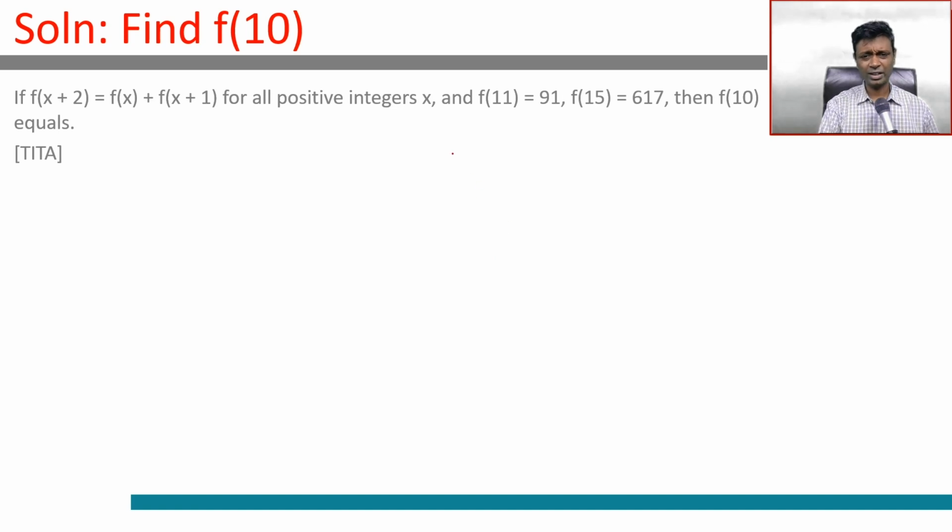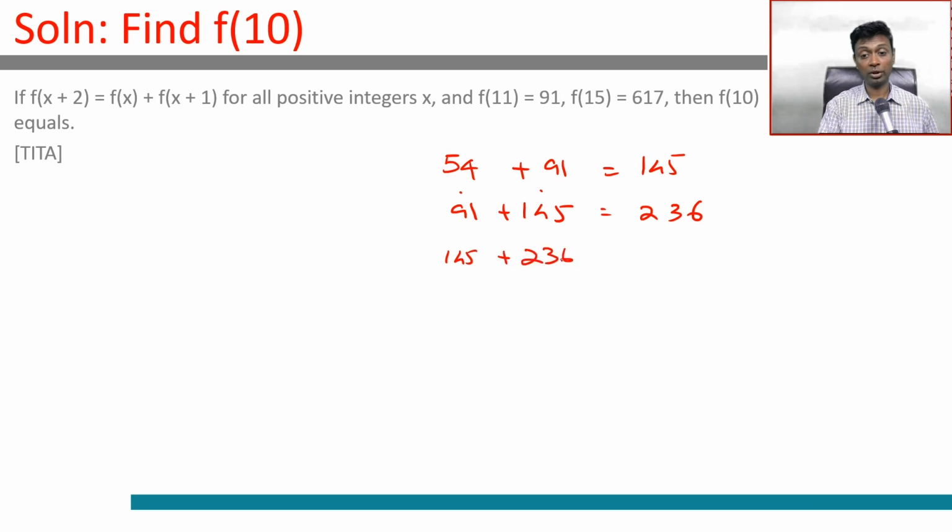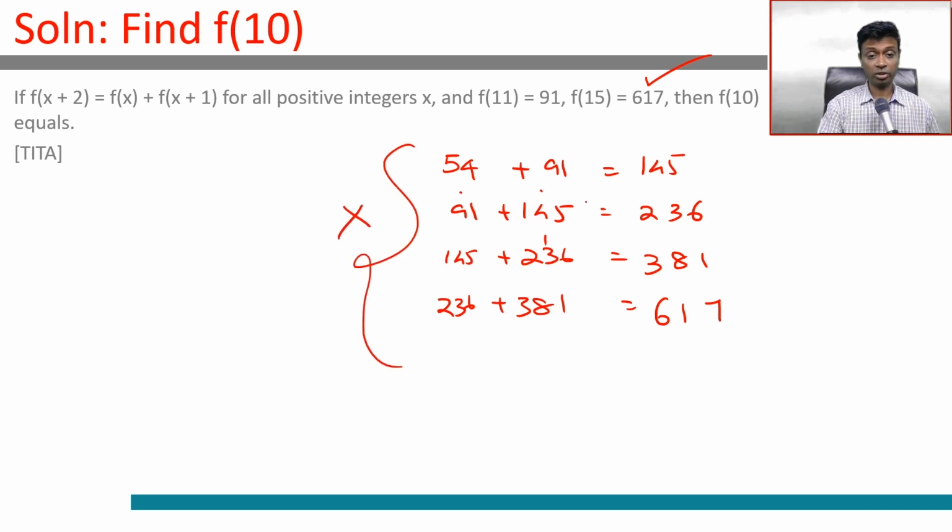I'm going to do a very quick check. f of 10 is 54 plus 91 is 145. 91 plus 145 is 236, so f of 11 and f of 12 add up to f of 13. Then 145 plus 236 is 381, and 236 plus 381 is 617. This works. Obviously, we don't need to do this. From an exam point of view, we should be confident enough to mark 54 and then move on. I'm just doing this because we can verify.